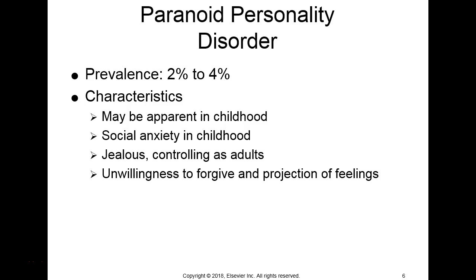It might be apparent in childhood already, so some children might already have some aspects of being a little more suspicious and not trusting. They may have had some social anxiety in childhood, not necessarily enjoying close relationships with people. Again, that could come from what kind of family environment they're coming from. They may be jealous and controlling as adults, and they really have an unwillingness to forgive other people, and they experience projection of their feelings.